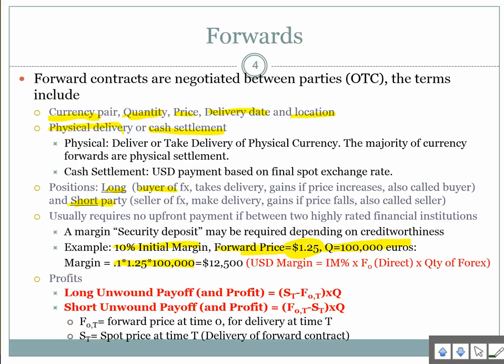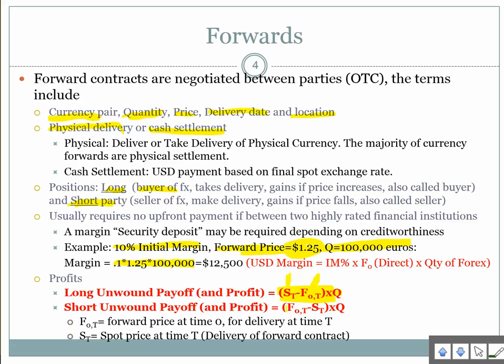spot market at $1.26. So we say that the profit and payoff of a forward contract is ST minus F0T times quantity. ST will be the spot price of the commodity, say in this case euros, at the maturity of the forward contract. F0T is the price I agreed upon at time 0 for delivery at time T. So for example, today we agree to exchange 100,000 euros next week for $1.25. F0T is the forward price today that I agreed upon, $1.25, for maturity at time T next week. Now, if next week rolls around and the spot price is above, I'll make money.